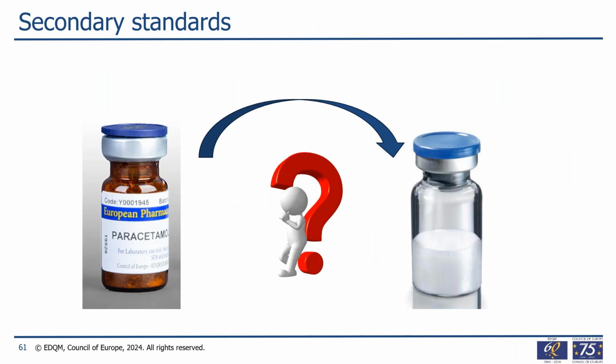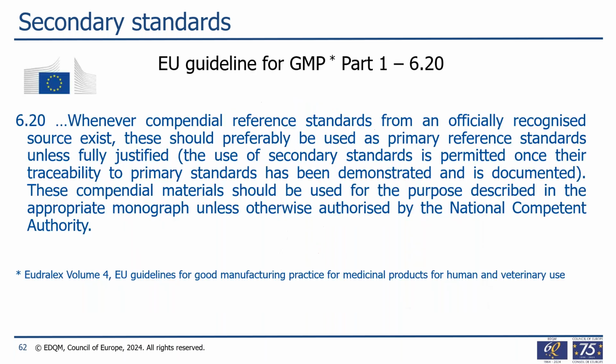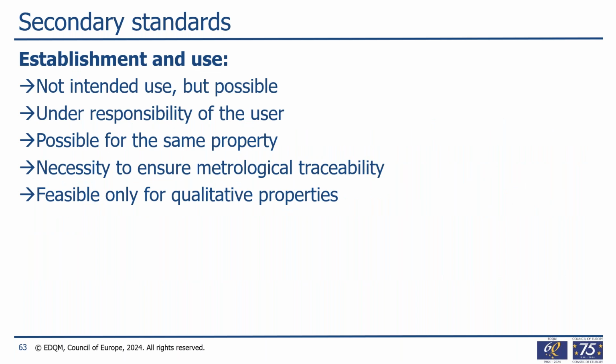And then finally, I added these slides to the presentation because it's the most common question that I receive. Can we use the European Pharmacopoeia primary reference standards to establish a secondary standard? First, I added an extract from the EU guideline for GMP, which states that you should preferably use the primary reference standards, but it does leave the door open so you can use secondary standards on the important condition that the traceability to primary standards has been demonstrated and is documented. So basically, yes, it is allowed.